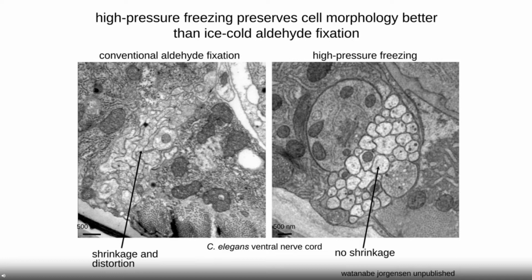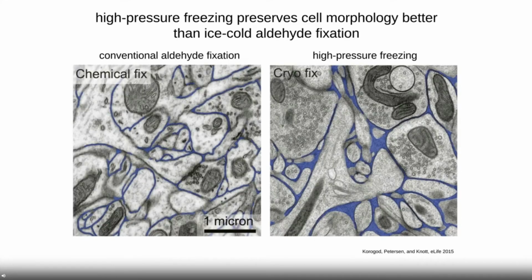And this is also true in mouse brain tissues. This is an example image from Graham Knott's lab again. What you can see here is that what you're losing in these tissues is the extracellular space. Normally in brain tissues, there should be a lot of extracellular space. But when you're using a chemical fix, you can see that there's not much extracellular space.